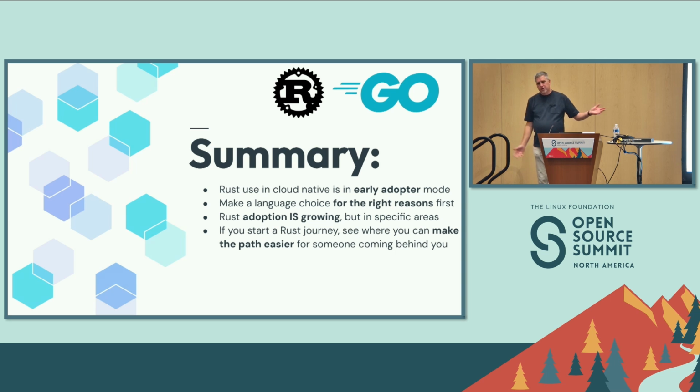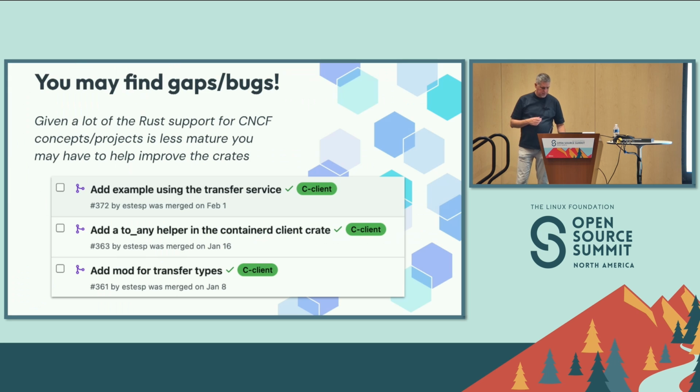And then, from an open source perspective, I've been contributing code to projects for more than 12 years now. If you do start a Rust journey, maybe you're like me and this was all new to you, see where you can make it easier for people coming behind: contribute improvements, bug fixes, report things that you find, contribute some examples. Like in the containerd case, I'll go back to that for a second because that was an interesting twist.